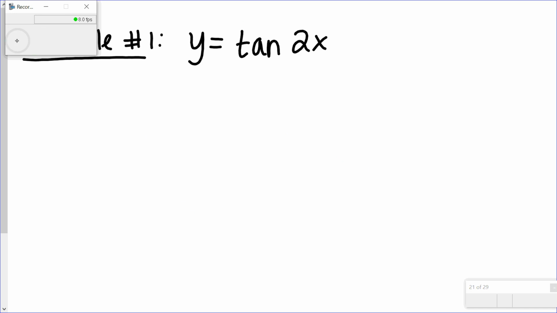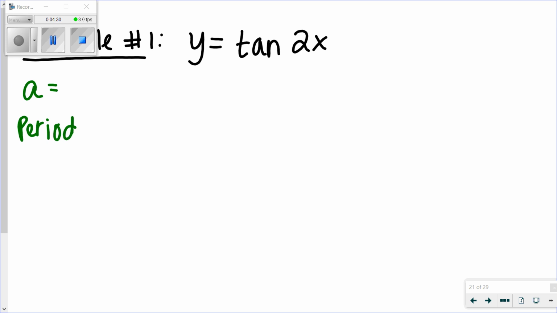Here we go. All right, here is our first example, y equals tangent of 2x. Just like we did for sine and cosine, I'm going to go through and find my amplitude. I am going to calculate my period. I'm going to calculate what I need to count by. We do not need to calculate where we're going to start because there are no parentheses. X is not being moved left or right.